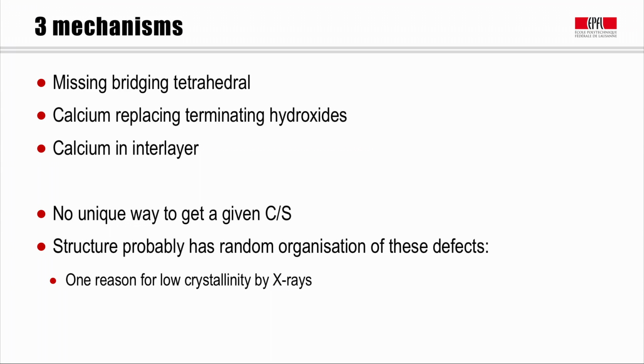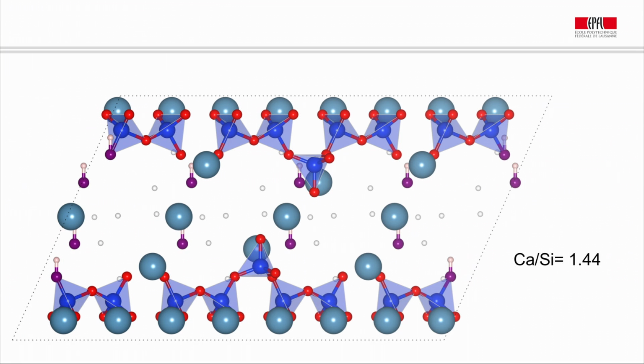This could be one reason for the low crystallinity, the fact that we generally don't see CSH by X-ray diffraction. Also, the entropic effects of having this random organization of different defects could probably be an important element in stabilizing the CSH structure. So here we show just some examples of full unit cells of different calcium-silicon ratios.